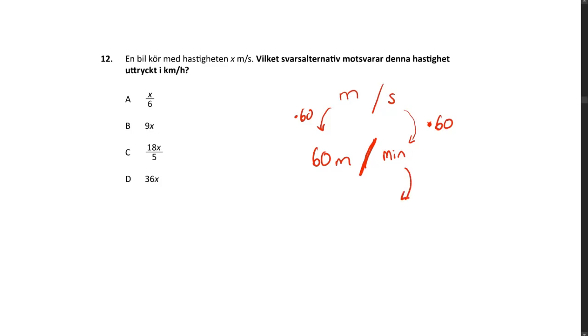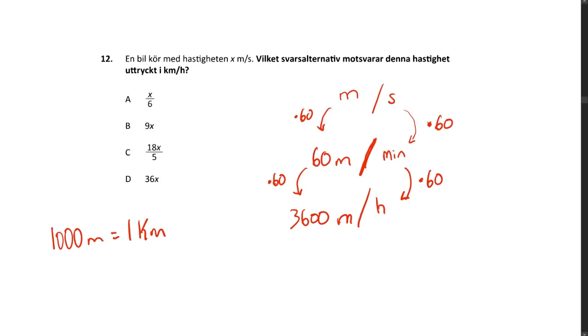And now if we go to hours, there's 60 minutes in an hour. So we times by 60 as well. If we times this number by 60, 60 times 60 is 3,600X meters per hour. When we convert meters to kilometers, we know that there's 1,000 meters in 1 kilometer. So 3,600 meters, when we divide this by 1,000, it's going to be 3.6. So that means we'll have 3.6X kilometers per hour.